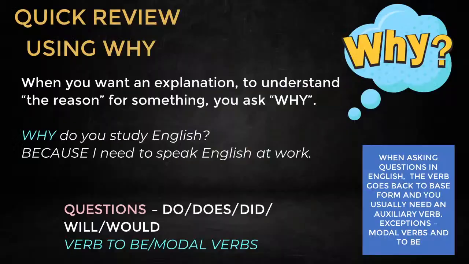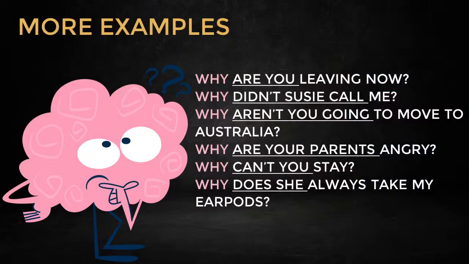In general, we teach students that when asking questions, we don't change the verb, okay? If it's past, we don't change the verb to the past conjugation. Did watched, bought? No, we use the base form: buy, stop. We don't change the verb in questions, with exceptions of the verb to be and modal verbs, okay? Why am I giving this explanation? Here I posted a few more examples: Why are you leaving now? Why didn't Susie call me?